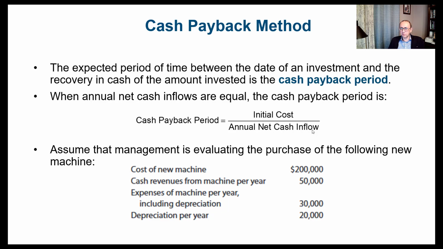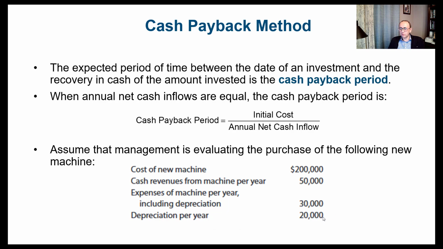So let's see this example. Assume that management is evaluating the purchase of the following new machine. The cost of the machine is $200,000. The cash revenue from the machine per year is $50,000. The expense of the machine per year, including depreciation, is $30,000. And the depreciation per year is $20,000.